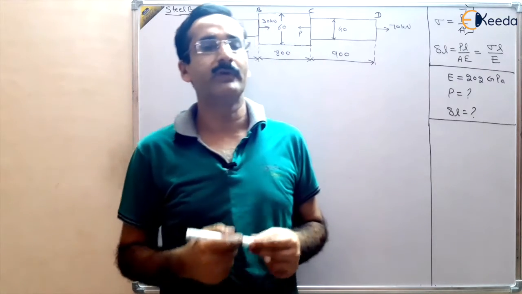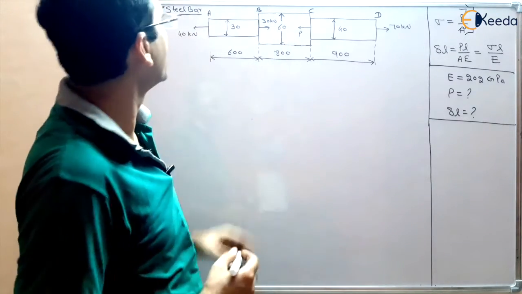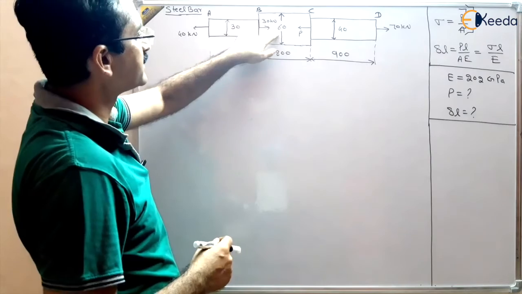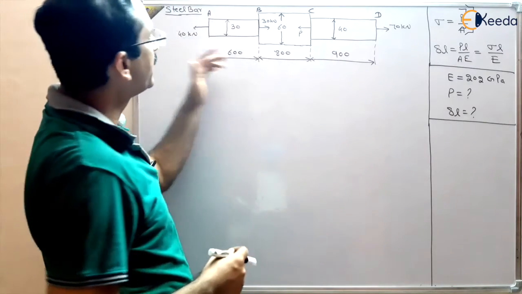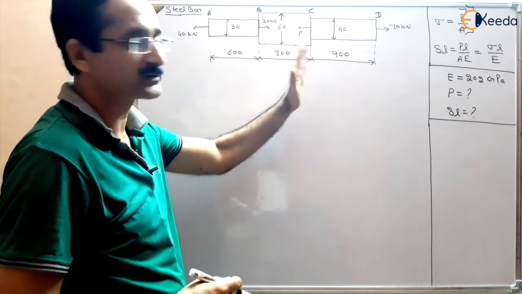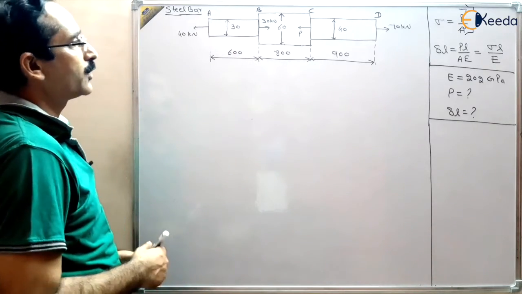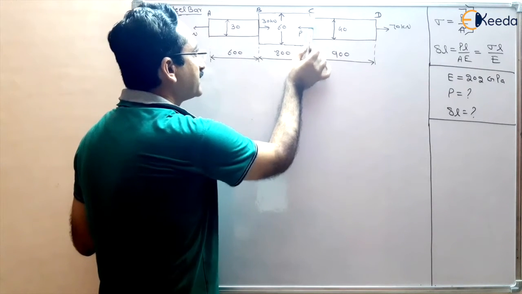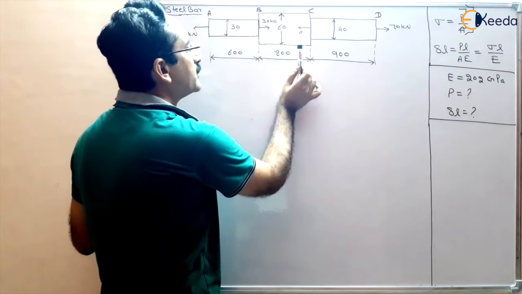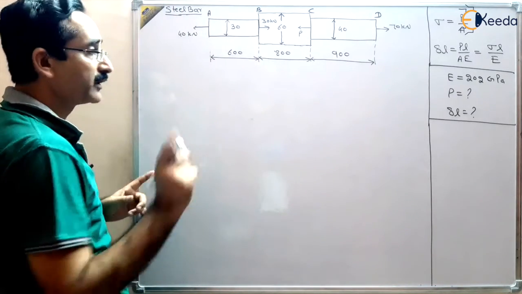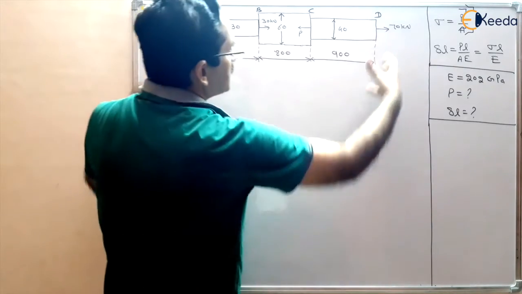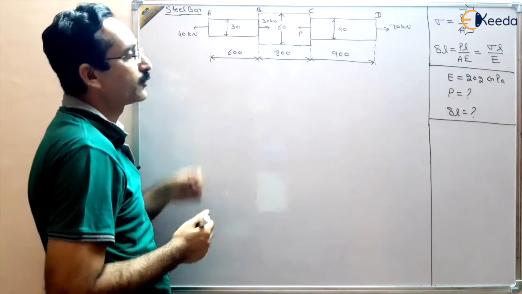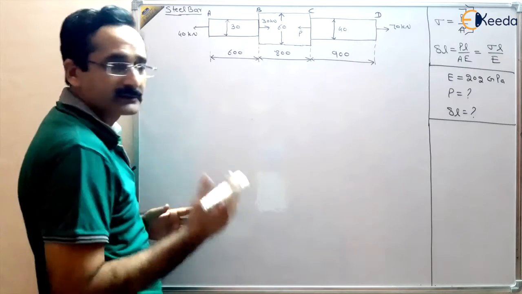In this numerical, we are given a steel bar, and it has three sections. One section is 30 mm diameter, another is 60 mm diameter, and another is 40 mm diameter. Different forces are acting at different sections of this bar. We have to find out what force should be applied at section C so that the body is in static equilibrium. And another is what is the change in dimensions, what is the elongation or contraction of this bar? This we have to find out. So let us start the question.